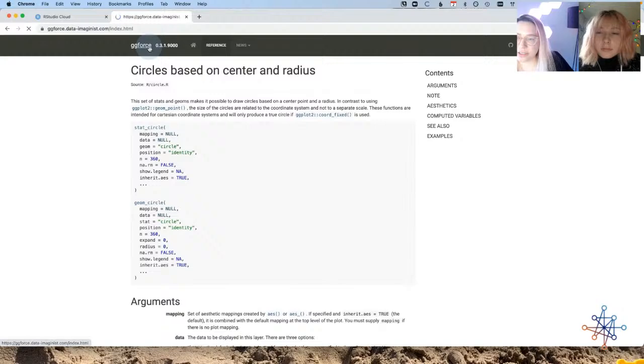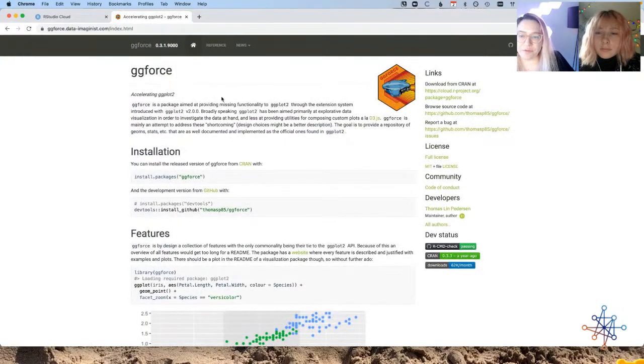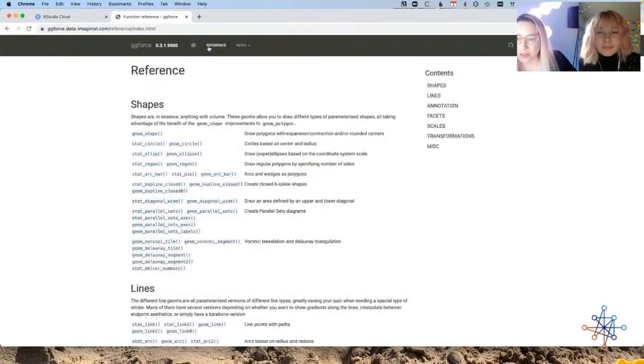So the ggforce package says it's aimed at providing missing functionality to ggplot2. So it's a good place to look if you're looking for a particular geom and you can't find it in ggplot, or it seems overly tedious to try to get it to work. So we're going to use geom_circle here. You can see there's a bunch of other options as well.